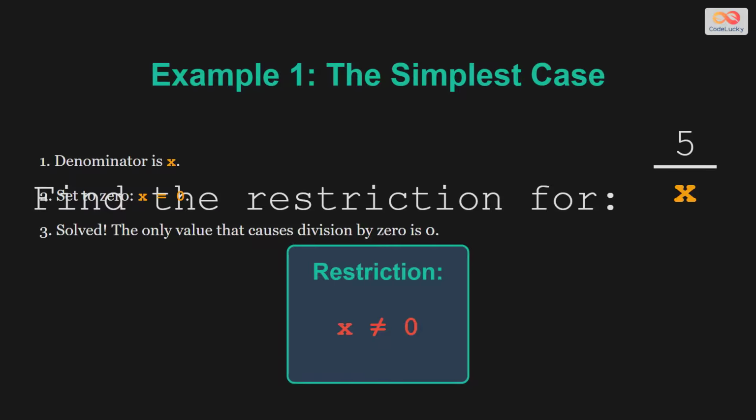Let's look at a simple case: the fraction 5 over x. The denominator is just x. If we set x equal to 0, we get division by 0. So, the only restricted value for this expression is that x cannot be 0.